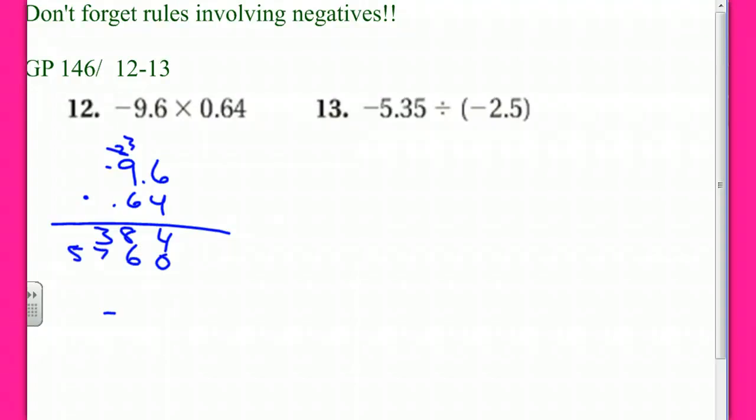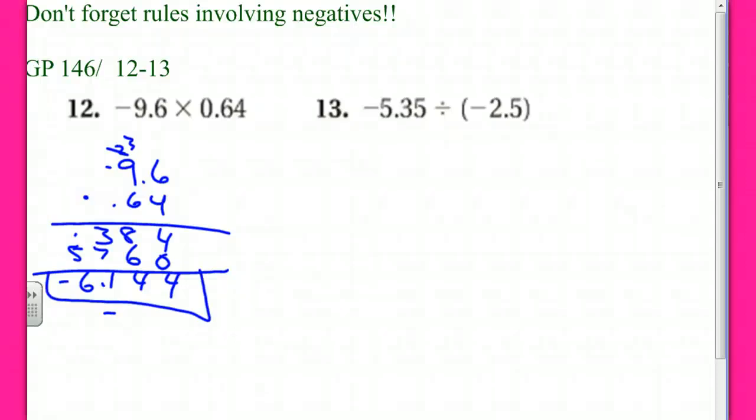Good job. And now when we add, 8 plus 6? 14. Carry the 1. 7 plus 3 plus 1? 11. And carry the 1. 6. How many decimal places? And your answer is negative 6.144. Good. And now which of these numbers here, Olivia, which of these numbers goes in the doghouse?